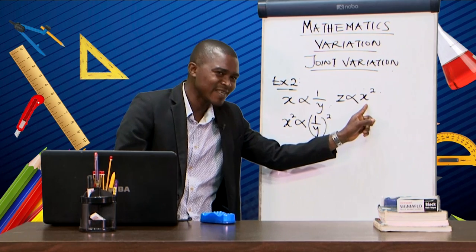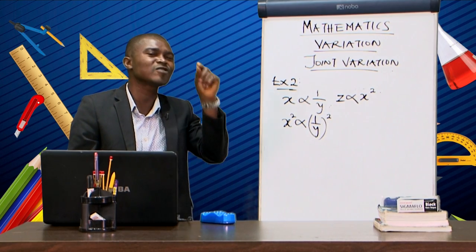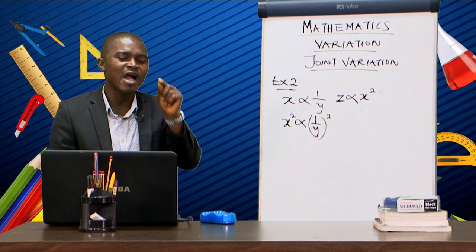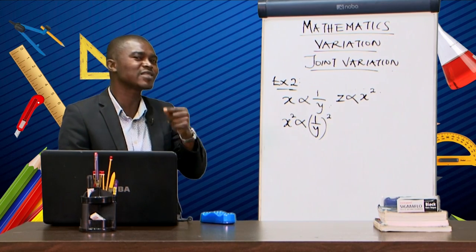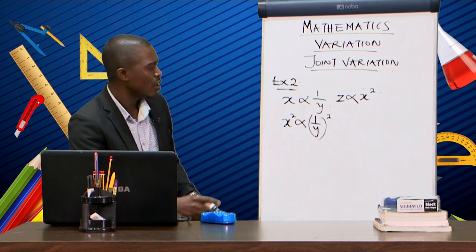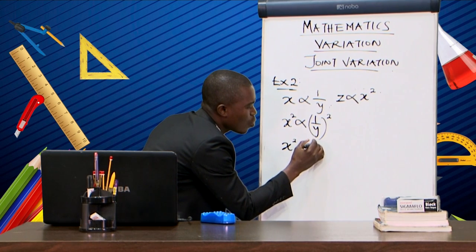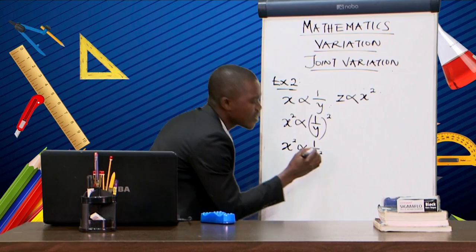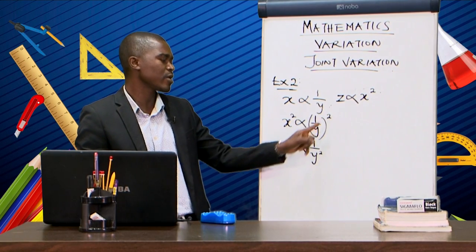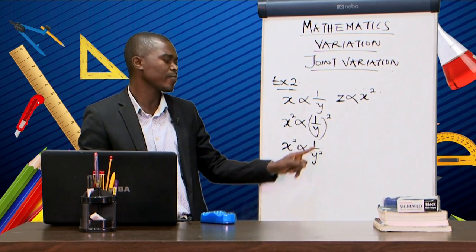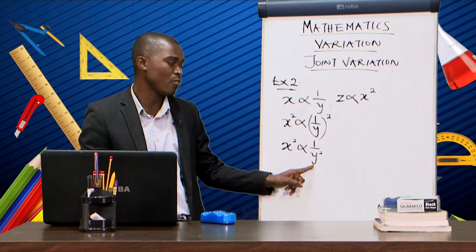We don't need x here. According to that question, it says express z in terms of y, not in terms of x. So now, when we expand this, we are going to have what? 1 over y squared. 1 squared, 1. Y squared, that is y squared.